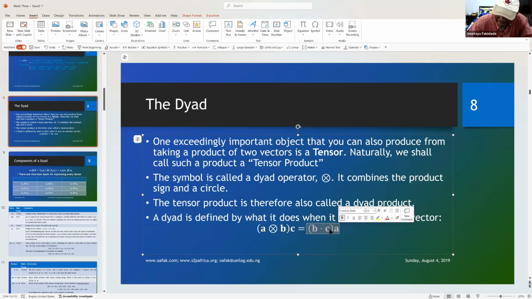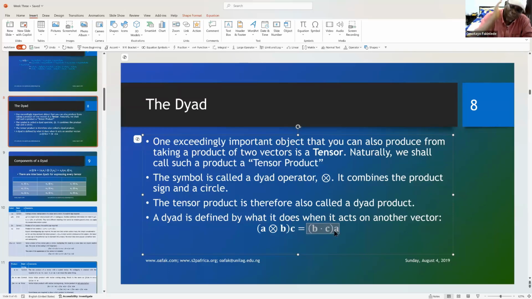When you multiply a scalar by a vector, what do you get? It's a vector. Multiplication by a scalar doesn't change the nature of a vector, because B dot C is a scalar. When you multiply by A, if A is a vector, the answer is still a vector. So when you operate a dyad on a vector, you get a vector. And that is not just true of dyads, it's true of every tensor. When any tensor operates on a vector, it gives a vector.